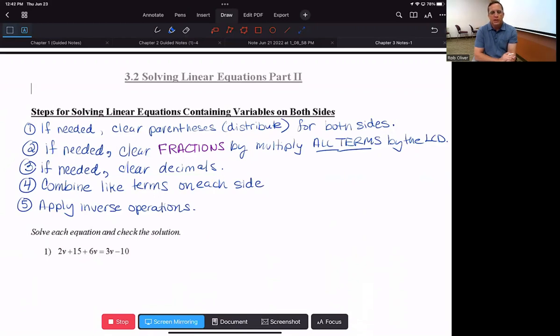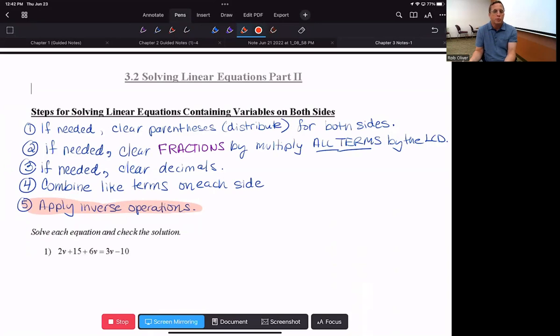I want you to make a mental note, at least for right now, because these rules are kind of hard to follow just by looking at them all together. I want you to pay attention in particular to number 5. Notice that the very last thing mentioned in this whole process of solving these kinds of equations is inverse operations. That's the very last thing we have to visit. So apply inverse operations as your last step.